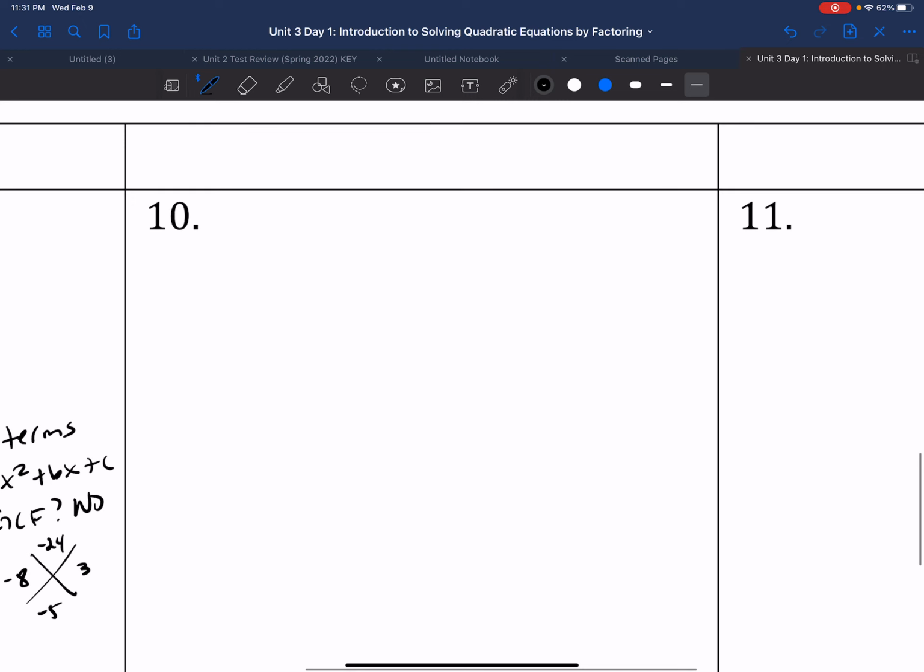Number 10. Let's do number 10. We have 4x squared minus 4x is equal to 15. What do we notice? Well, this is not 0, right? So I'm going to go ahead and scooch it to the other side. So I'm left with 4x squared minus 4x minus 15.